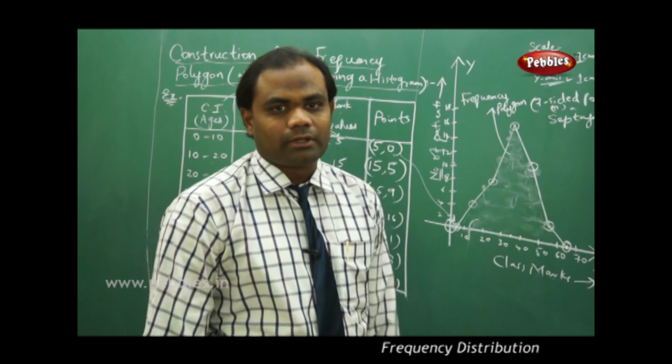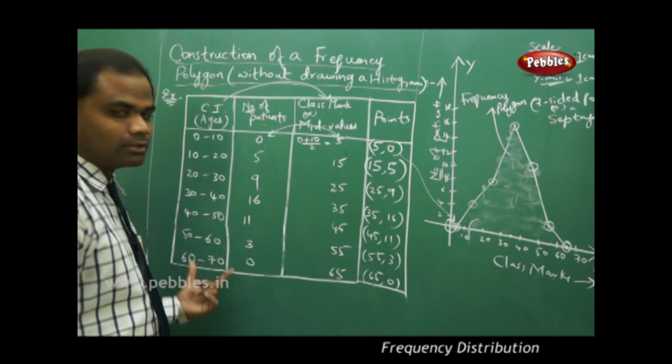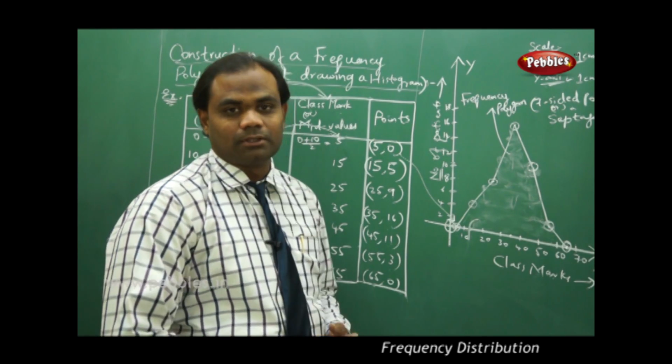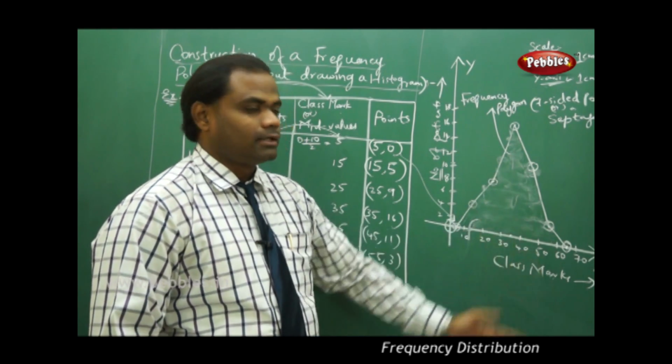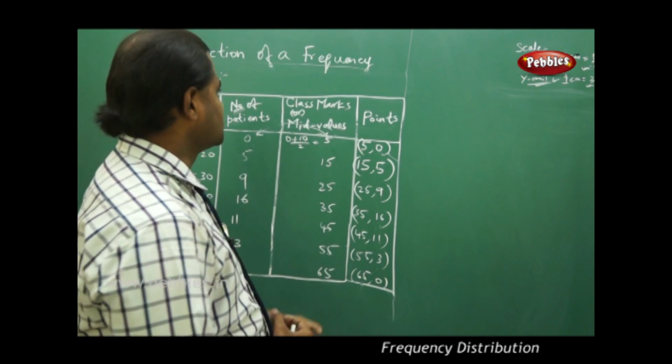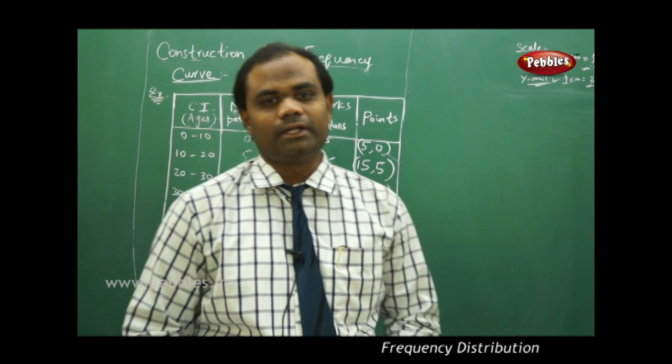So the frequency polygon as obtained for this particular data, or the given frequency distribution table, is a septagon, which can be identified in this case. Now let's see how a frequency curve is drawn for the given data.